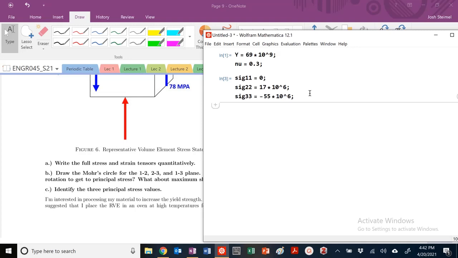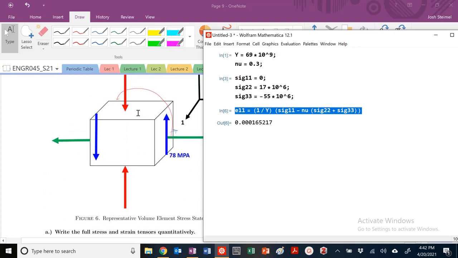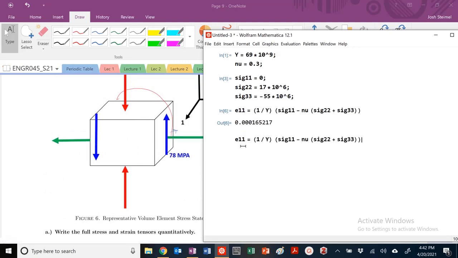Let's take a peek at some of these problems. So E11 is equal to 1 divided by Y times sig 11 minus nu times sig 22 plus sig 33. Again, these are just calculations at this point. That makes sense because we're compressing it more than we're extending it, so it's positive.